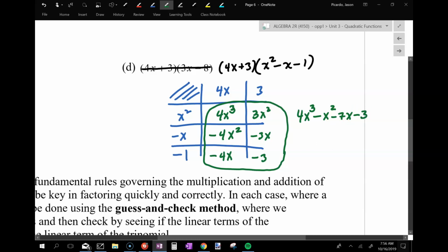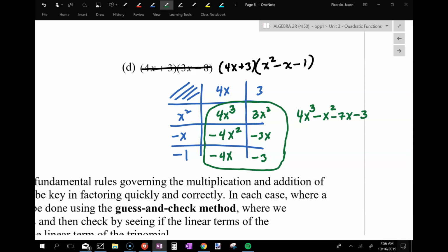Right? Who's seen one of these done with 3 terms and 2 terms? You've seen this before. Yeah. So again, do we agree that it's a really nice method to keep our work organized and neat, right? And I prefer this over the foiling just because it is visual. How you guys doing? All right?